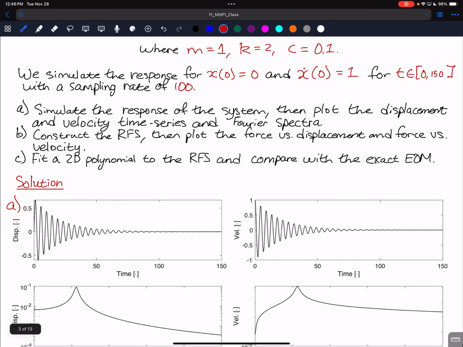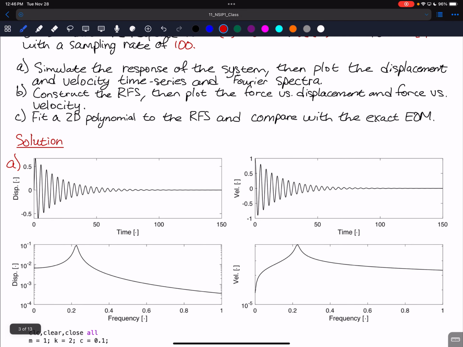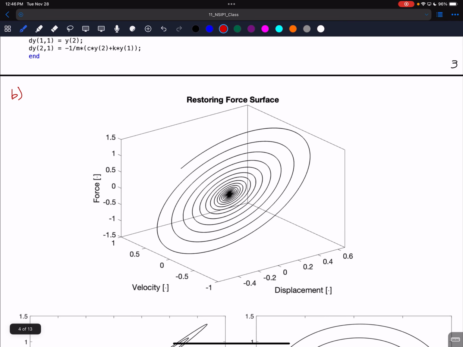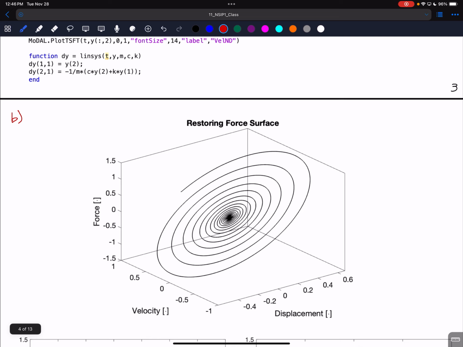All right, so here's what the response looks like. It's a single degree of freedom harmonic oscillator, exactly the type of response you would expect to see here. The code is given right there. Here's what the restoring force surface looks like. In this, what we have is effectively the phase portrait depicted in some three-dimensional view as well.